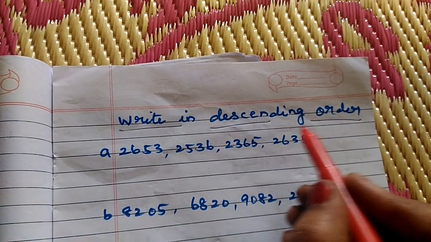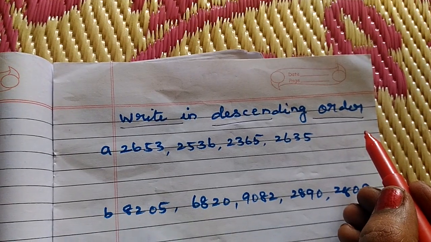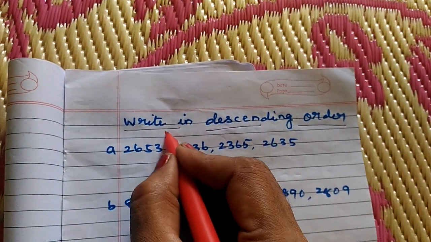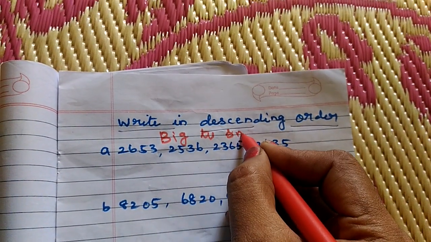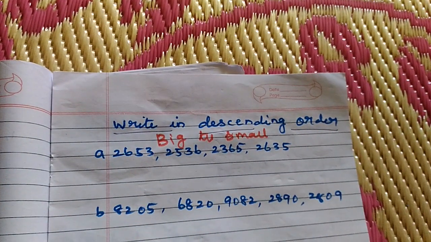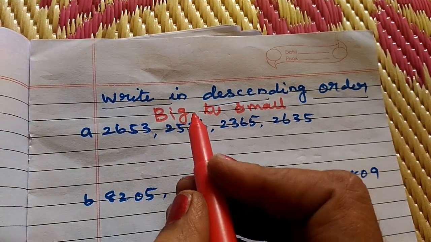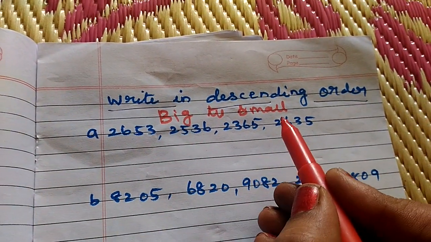Next, write in descending order. Descending order means big to small. Descending order means big to small.